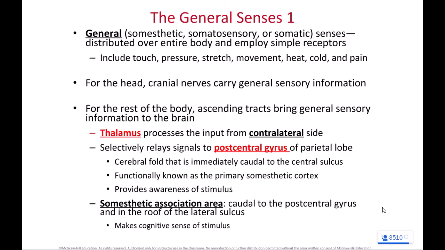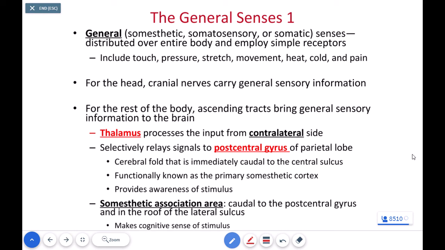Let's talk senses. As we look at general senses, the senses that we can have on any part of our body, generally speaking: touch, pressure, stretch, heat, cold, pain. These are the general senses. And as we look at these general senses in our head, we're going to have cranial nerves.